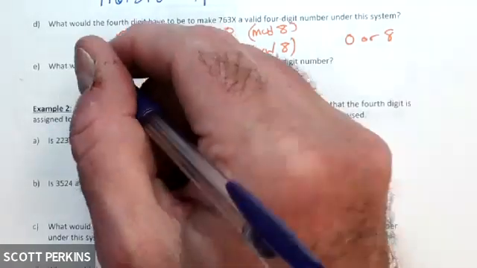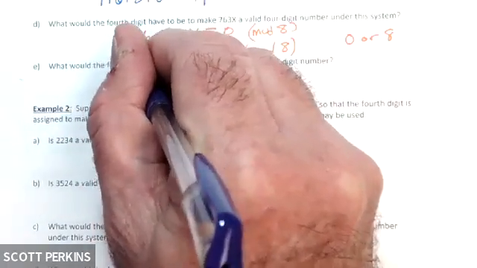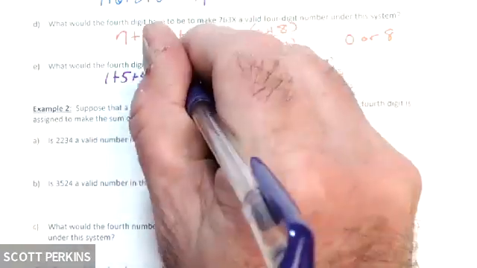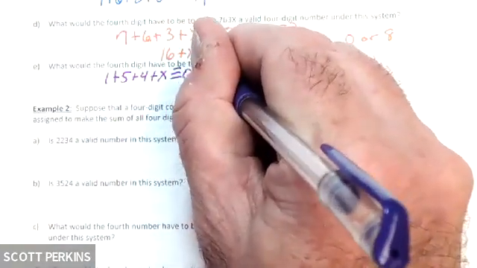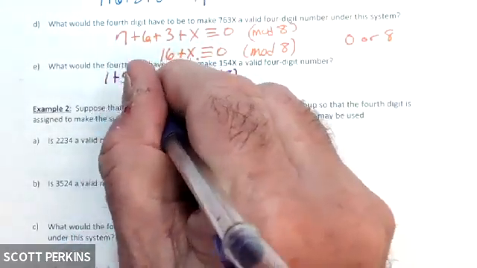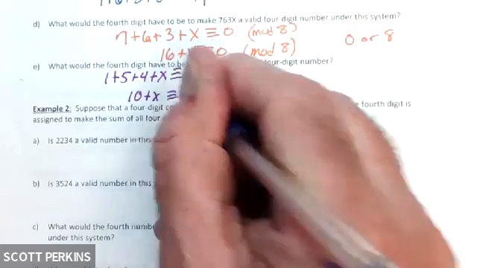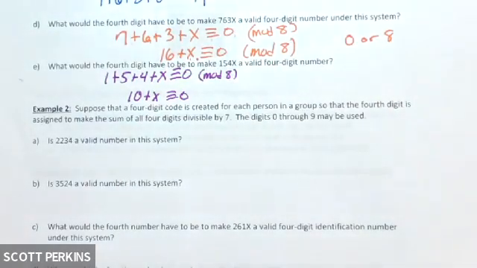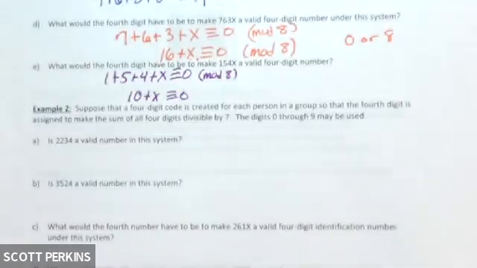So this one, I'm going to take the 1 plus the 5 plus the 4 plus the x. I want that to have no remainder when I divide by 8. So that is 10 plus x. Now, again, I am sure most, if not all of you, could right now tell me what the x is that makes that divisible by 8.